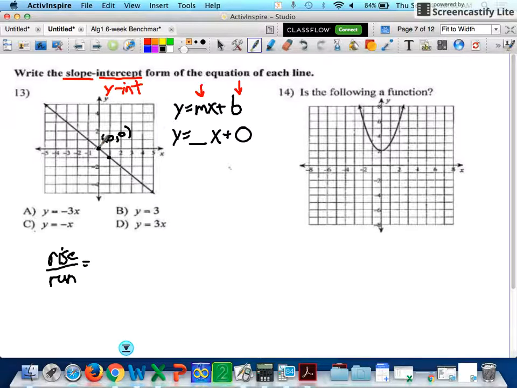I'm looking, what did I rise? Well, I went down 1. Down 1 means -1. Then I went to the right 1. Well, right 1 is a positive 1. -1 over 1, that just equals -1. So I have -1 as my slope.